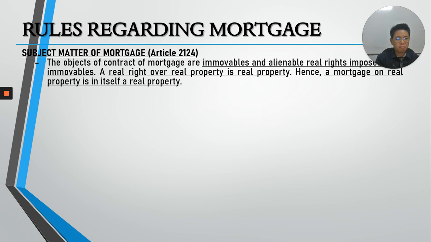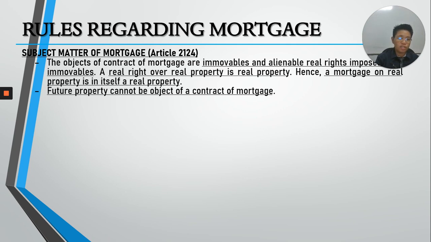Hirap ng concept na yun, no? Pero ganun talaga. So, future property obviously cannot be the object of a contract of mortgage due to the lack of ownership. Sa chapter 1 pa lang napag-aralan natin na ang mortgagor and also pledgor must be the owner of the thing pledged or mortgaged.